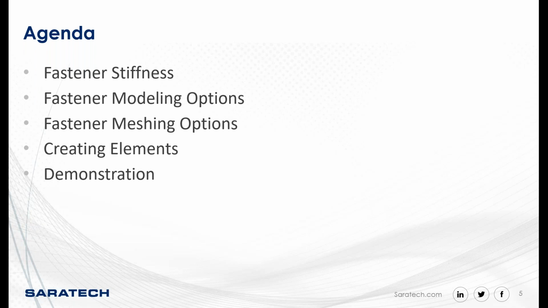Today we're going to talk about modeling mechanically joined fasteners. We're going to talk about fastener stiffness, modeling options for creating fasteners inside FEMAP, and using Simcenter Nastran's fastener features. Talk about how the presence of fasteners can affect your mesh and the choice of elements you use. Talk about some of the ways you can create fastener elements inside FEMAP, and then I'll do a brief demonstration.